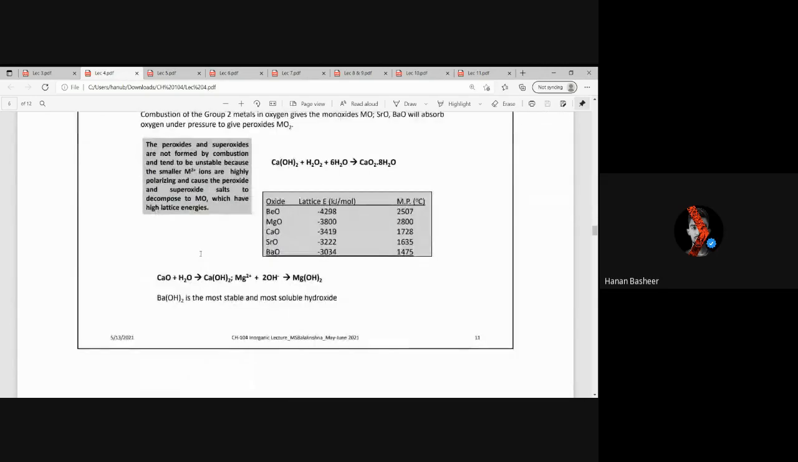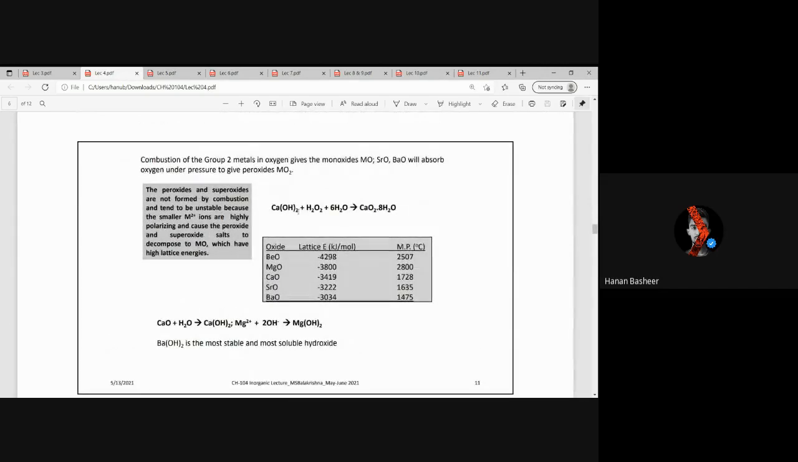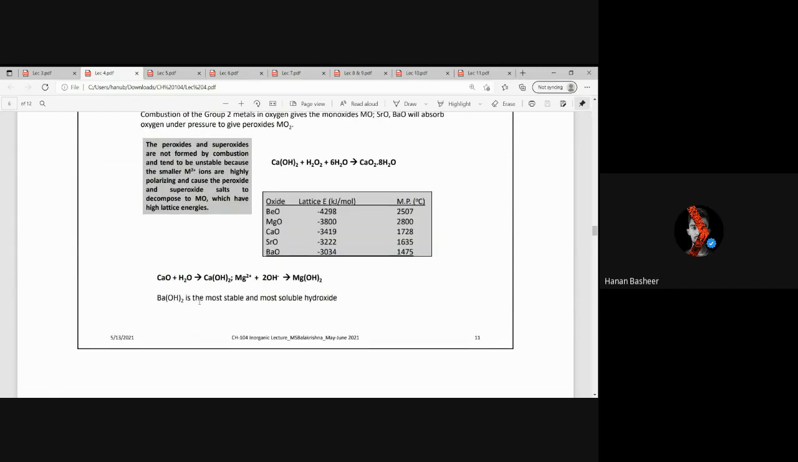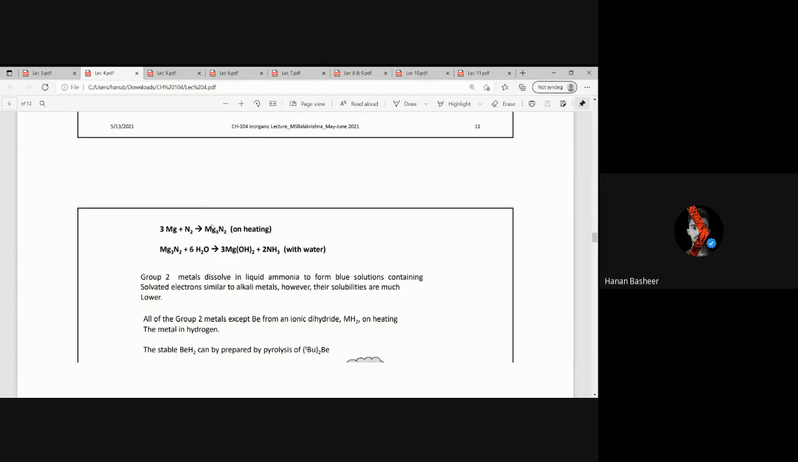Then this is the hydroxide of calcium. When we mix it with hydrogen peroxide and add water, we get this compound CaO2·8H2O, and Ba(OH)2 is the most stable and most soluble hydroxide. These are the lattice enthalpies, and this is the melting point. You can keep it in mind if you want. And peroxide and superoxide are not formed by combustion and tend to be unstable because of the smaller M2+, which are highly polarizing.